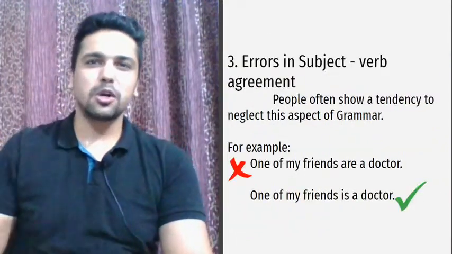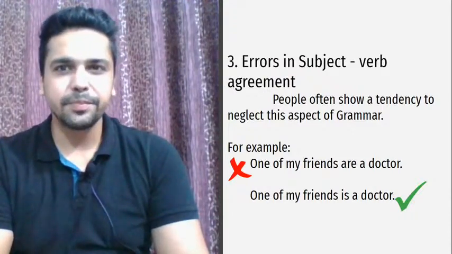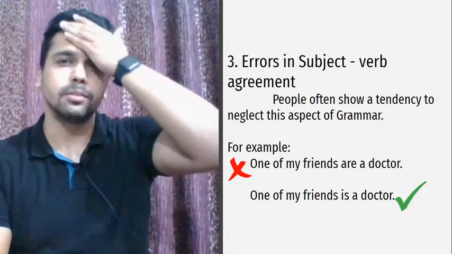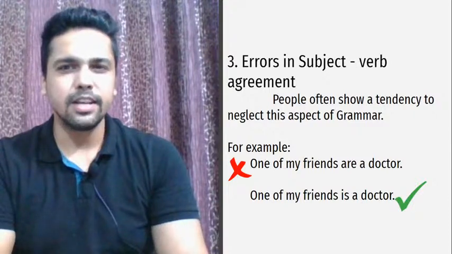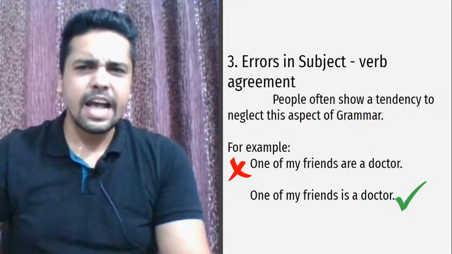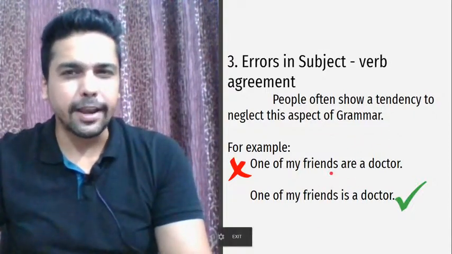The third error. Let's talk about the third error. The third error is the subject verb agreement error. So people often have this tendency to neglect this aspect of grammar. What is this aspect I'm talking about? Look at the example here. "One of my friends are a doctor." Okay. Now you may say, sir, this is correct. No, I'll tell you this is not correct. Why?